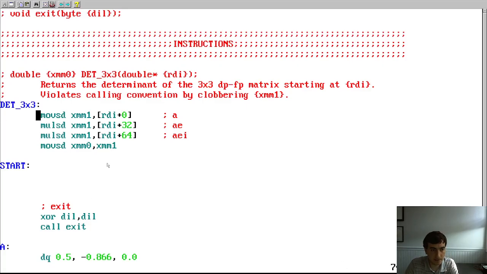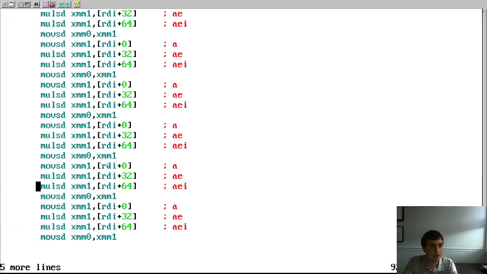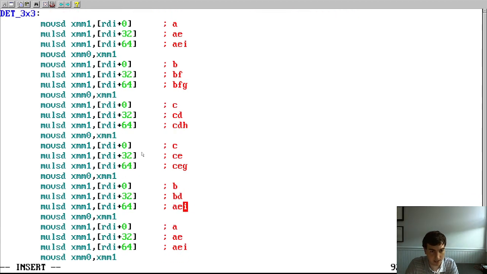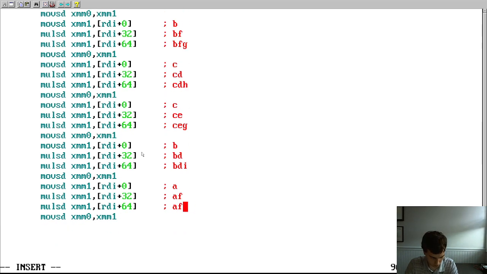Cool. Now, let's copy this five more times. 1, 2, 3, 4, 5. And we're just gonna compute the other terms. So term 2, that was B, F, G. Term 3 was C, D, H. Term 4 was C, E, G. I'm just copying my notes here. B, D, I. And the last one was A, F, H.